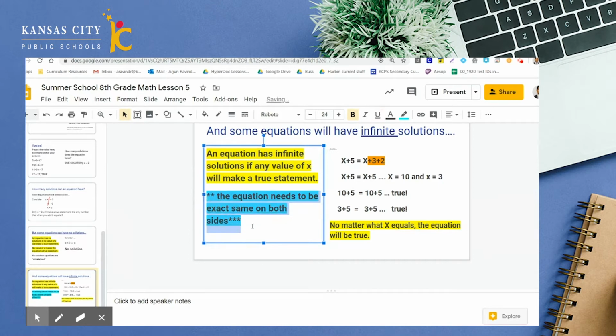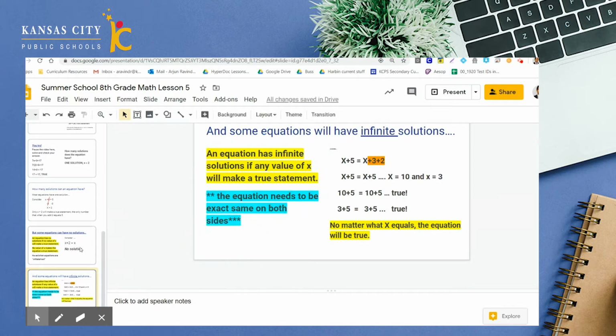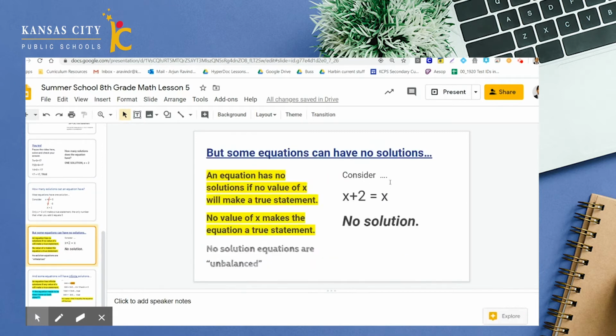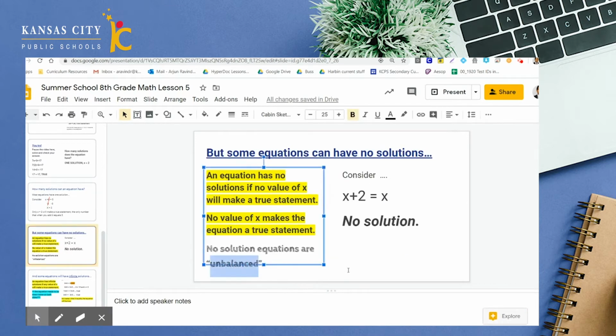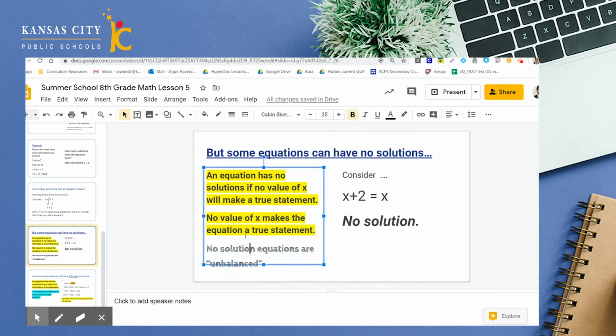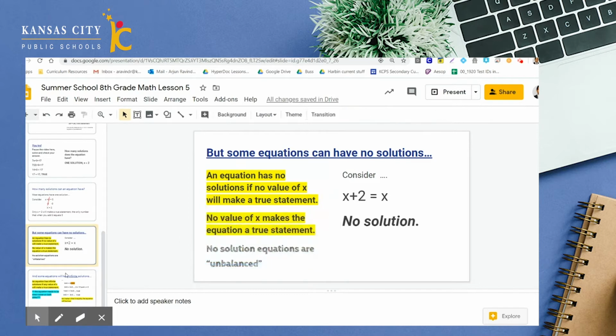That's really important. So recapping. One solution. Only one number works. 2 plus 3 equals 5. Only one number will work. No solution. It's unbalanced. X plus 2 could not possibly be equal to x. No number, if you add 2 to it, will be equal to that original quantity. It's unbalanced. No number will make a true statement.